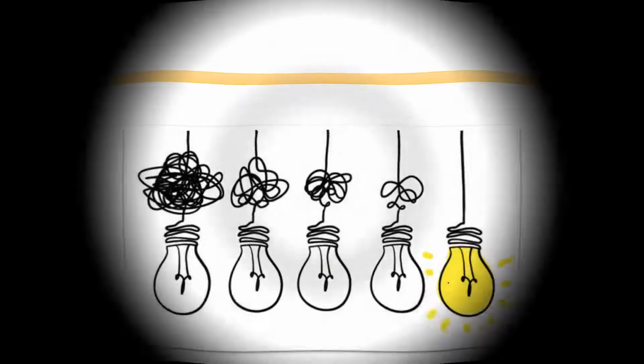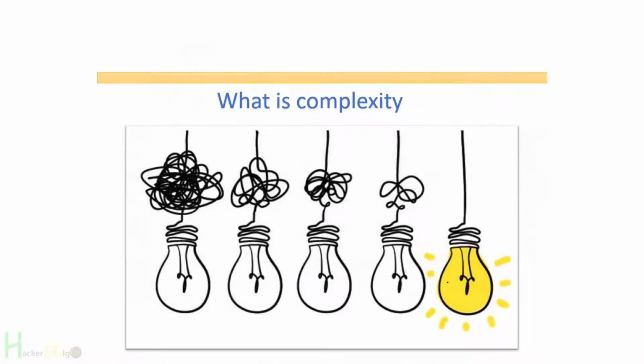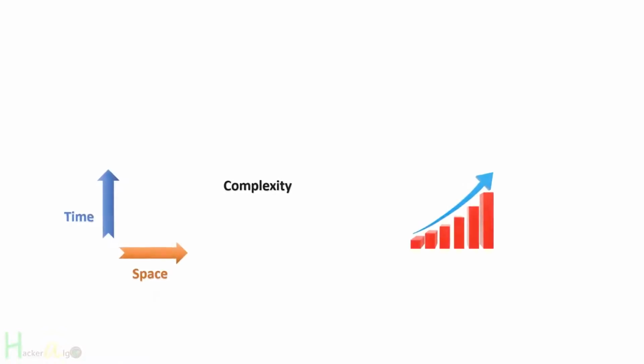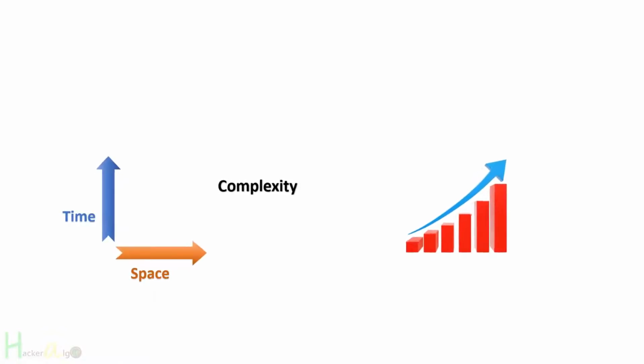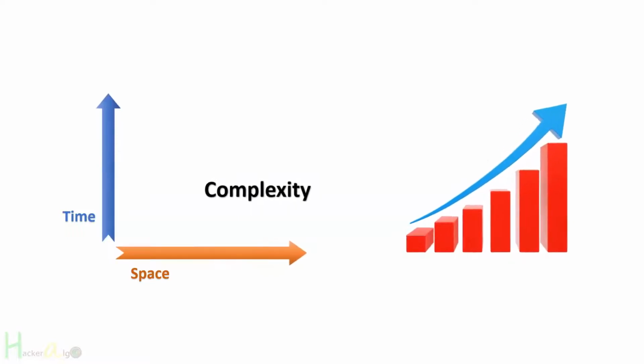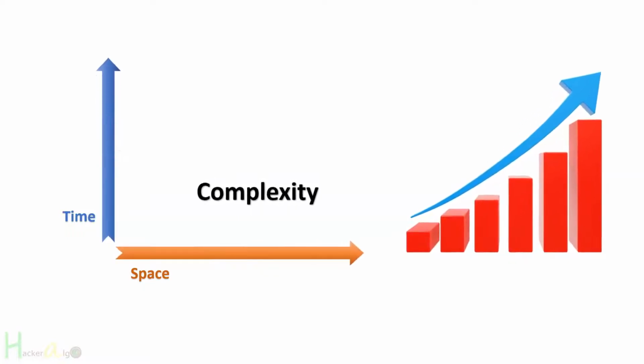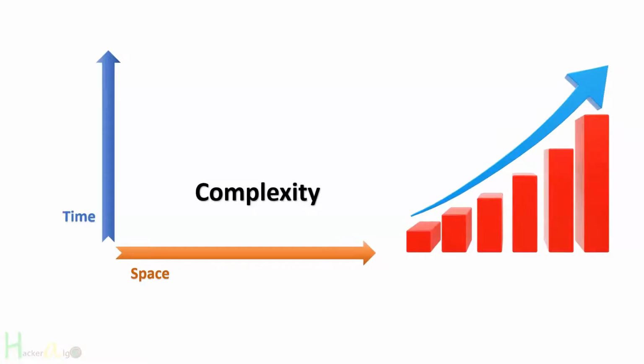Hello friends, in this tutorial we will understand what is the complexity of an algorithm. Standard definitions state that the complexity of an algorithm is a measure of the amount of time and space required by an algorithm for an input of a given size, n. Here, time means the total time required by the algorithm to run till its completion, and space means the resources used by the algorithm to run till its completion.